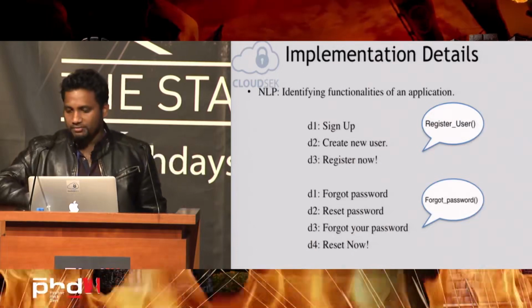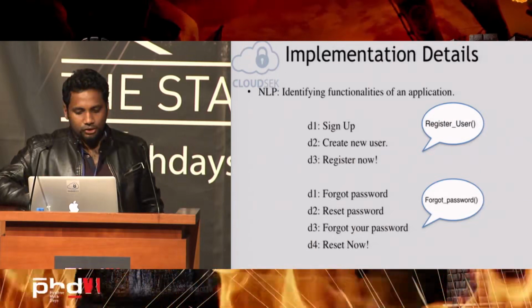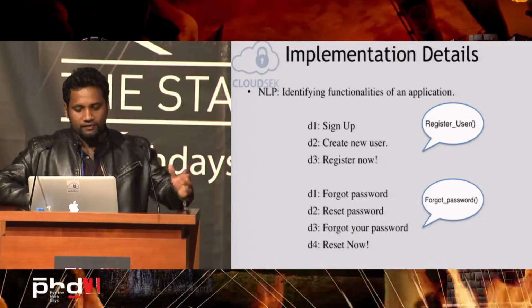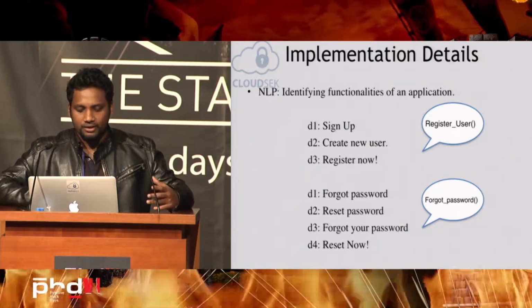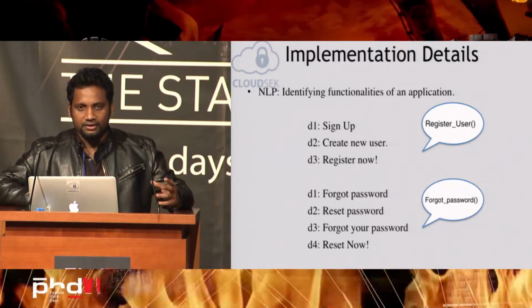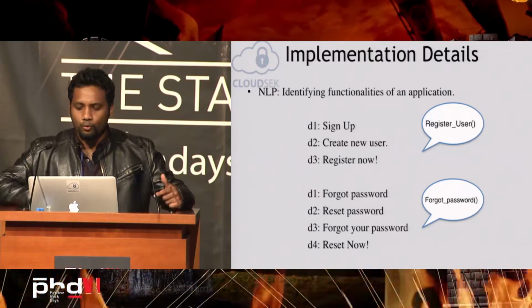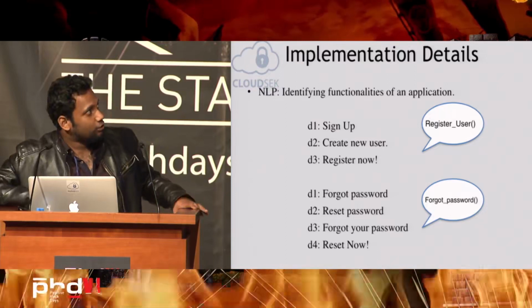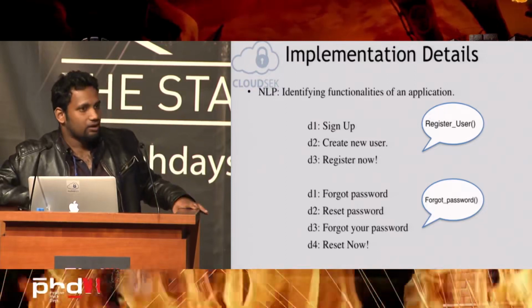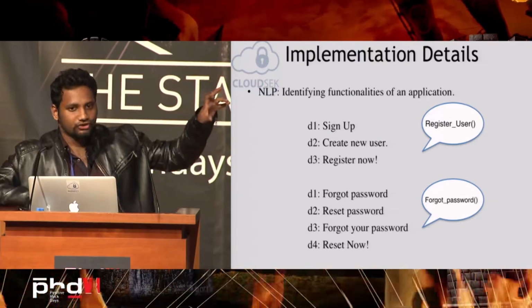So I'll go straight into the implementation details, how we have implemented this. For NLP, for identifying that a particular term is related to something, we started categorizing. It's a supervised learning algorithm which we have used, where we have created labels. Each label, like sign up, create new user, register now, or anything which is similar, we categorize into a group called register user.